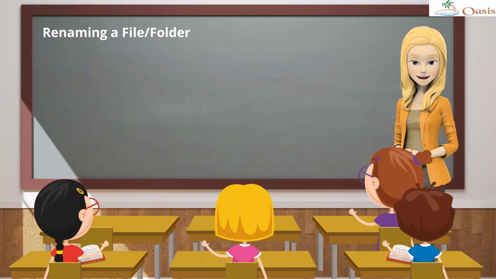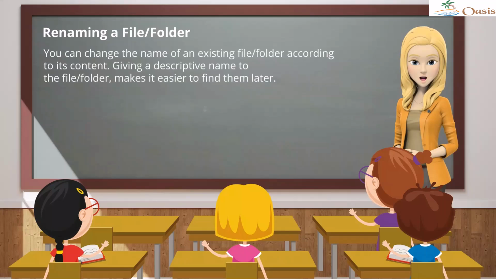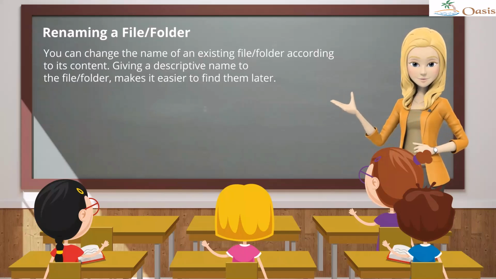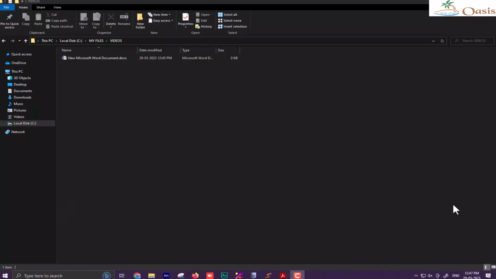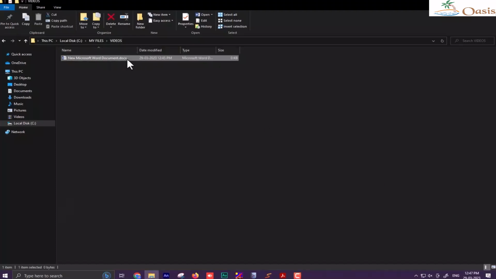Renaming a file or folder. You can change the name of an existing file or folder according to its content. Giving a descriptive name to the file or folder makes it easier to find them later. To rename a file or folder, in the Contents pane, click the file or folder you want to rename. On the Home tab, click the Rename button in the Organize group.